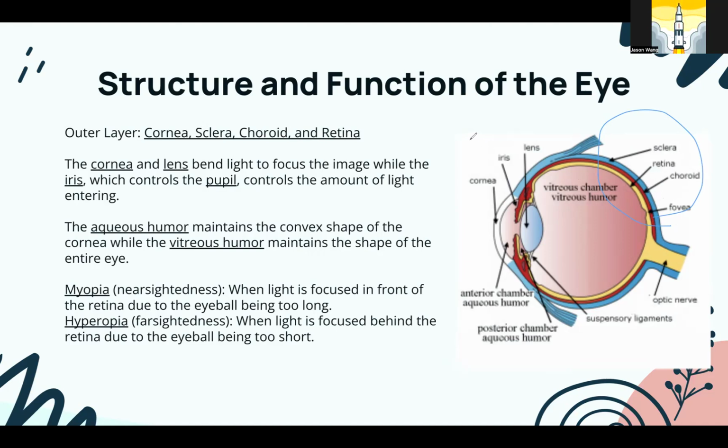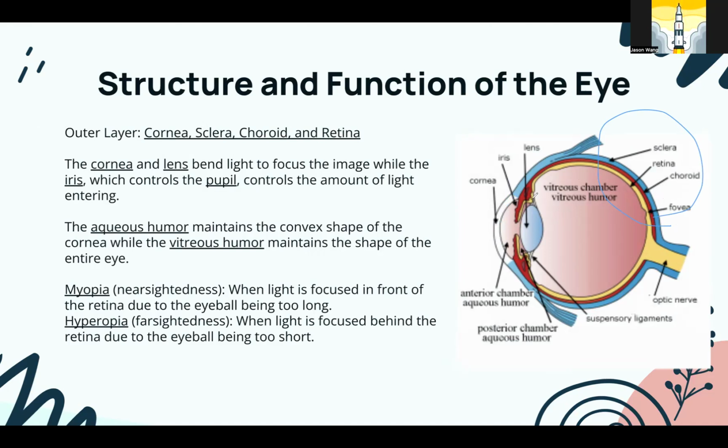Okay, so let's take a look now at how that light passes through the eye. So the cornea and lens bend light to focus the image. So we can see that here. The cornea is right here, right? And the lens helps to focus the light, while the iris controls the pupil.